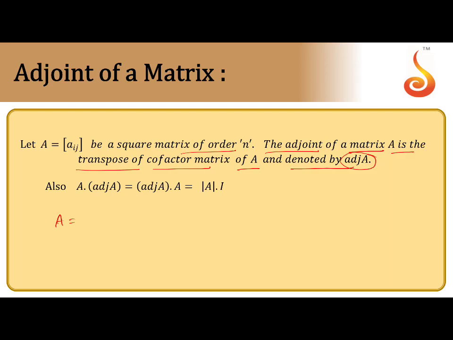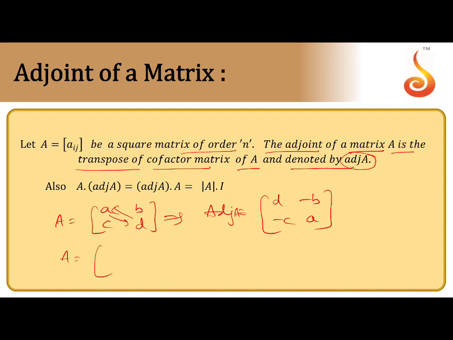So if it is a 2 by 2 matrix, how to find adjoint directly? A, B, C, D. You just remember the formula. You can remember it like this: D, A, minus B, minus C. For a 2 by 2 matrix, get the adjoint by interchanging the principal elements and changing the signs of the other elements. For example, A equal to 1, 2, 3, 4. So what is adjoint A? Adjoint A will be 4, minus 2, minus 3, 1. That is the adjoint of the matrix.